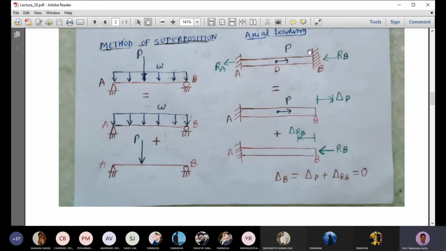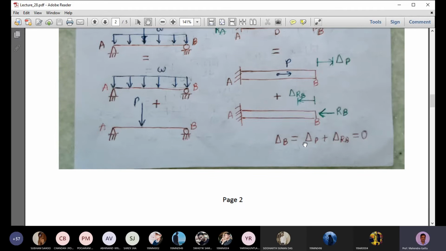But the main condition is that delta B is 0. Since it is fixed, there is no movement here. So finally we get the compatibility condition, that the elongation is equal to the shortening, or if you consider the sign values, elongation plus shortening is 0. If you take elongation as positive and shortening as negative, then this relation is valid: delta P plus delta RB is 0. Or you can calculate the magnitude of the elongation and the magnitude of the shortening and equate both of them. That is also fine.